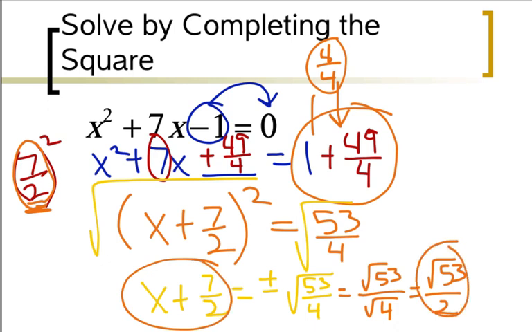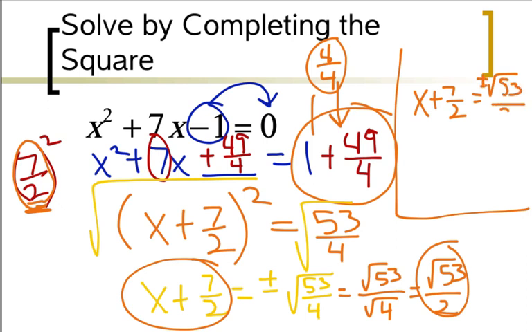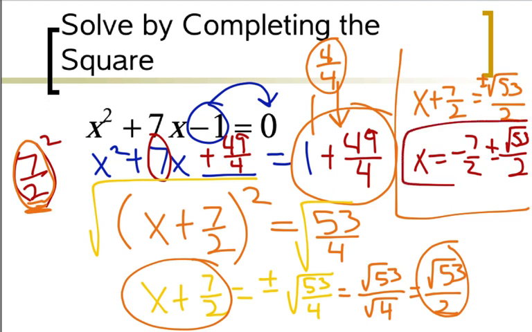So I should have x plus 7 halves equals plus or minus the square root of 53 over 2. Okay? And now to finish, I just subtract my 7 halves and I get x equals negative 7 halves plus or minus the square root of 53. Sorry, I ran out of room there. Let's try it again. 53 over 2. Okay? So this is your answer.